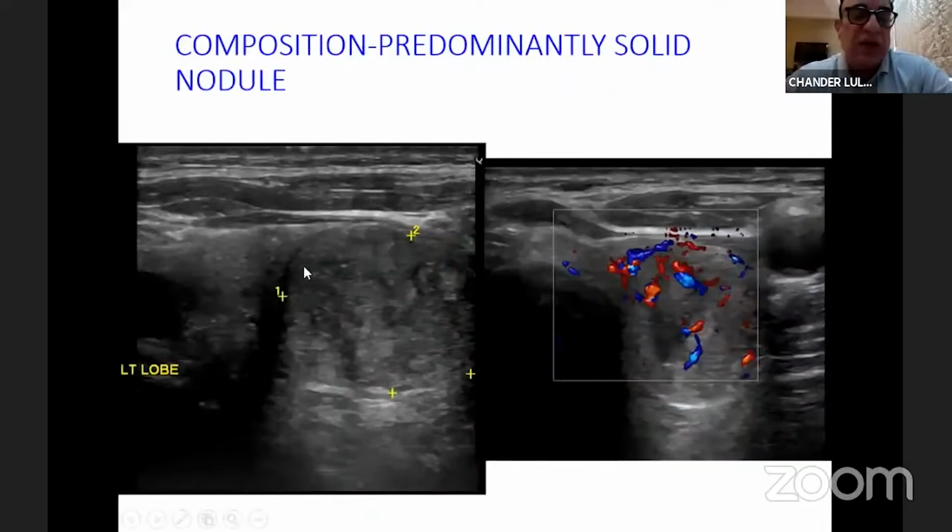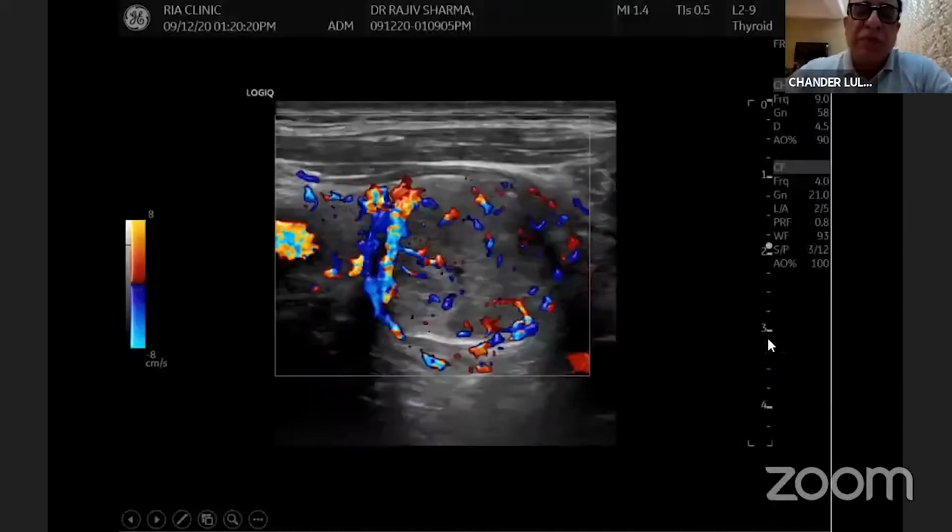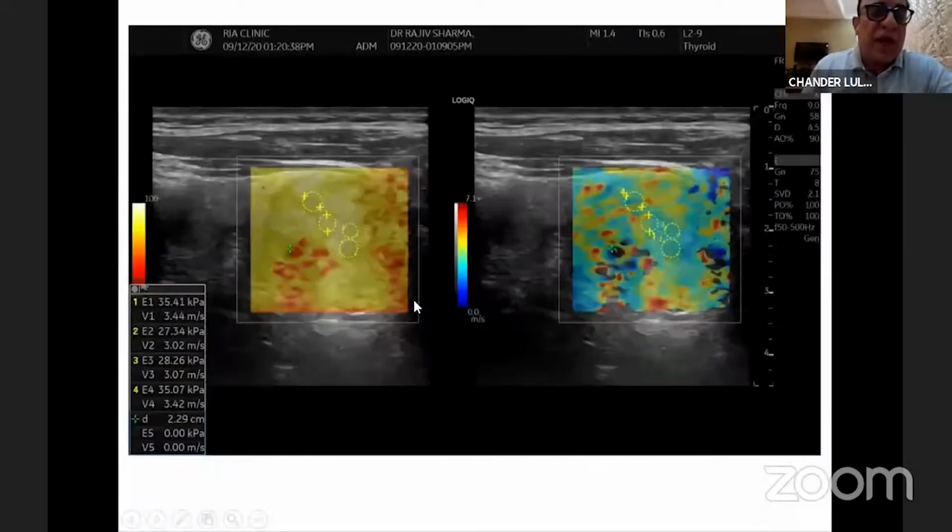And this is another similar kind of nodule, essentially predominantly solid. It has peripheral vascularity and some intralesional vascularity, but not too much. You can monitor these nodules over a period of time because there is some vascularity, but essentially predominantly peripheral vascularity. And the elastography also shows all the values less than 3 or around 3. So here we are in a pretty safe zone. These can be monitored over a period of time and essentially look benign.